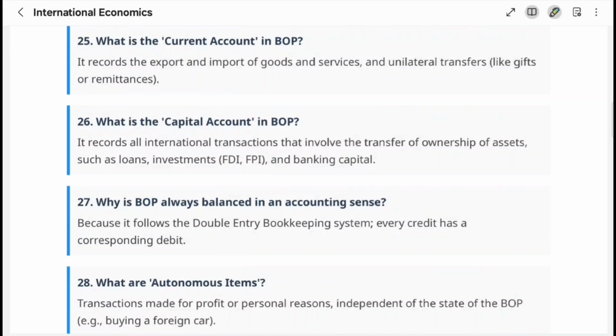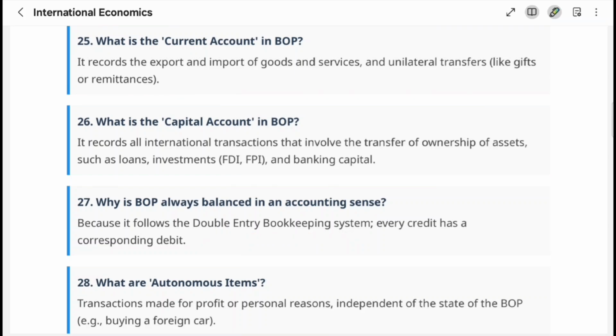Question 25. What is the current account in BOP? It records the exports and imports of goods and services and unilateral transfers like gifts or remittances. Question 26. What is the capital account in BOP? It records all international transactions that involve the transfer of ownership of assets such as loans, investments, and banking capital. Question 27. Why is BOP always balanced in an accounting sense? Because it follows the double entry bookkeeping system. Every credit has a corresponding debit.